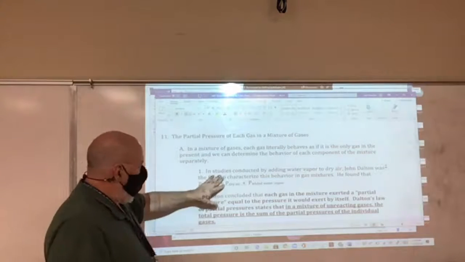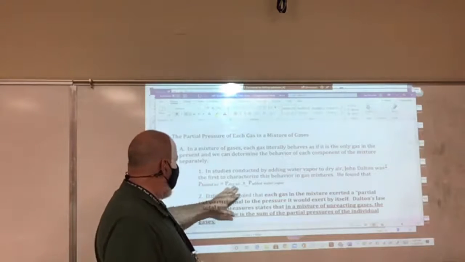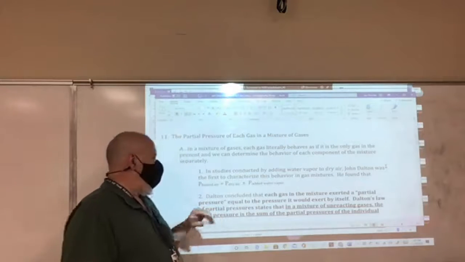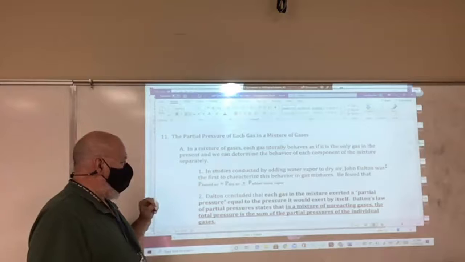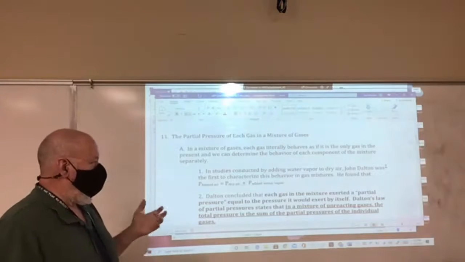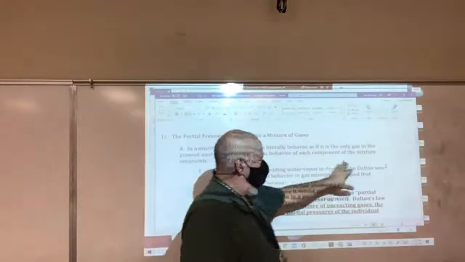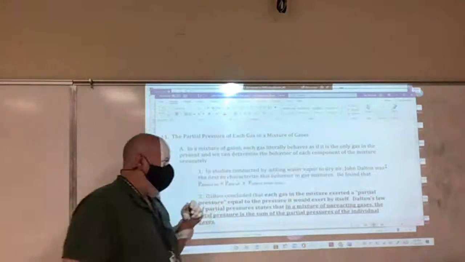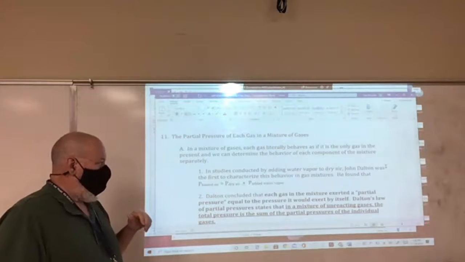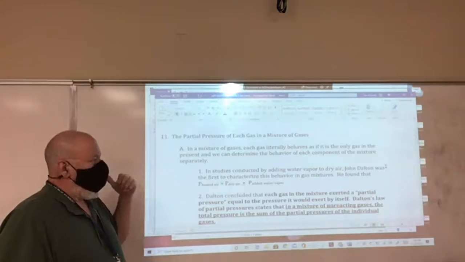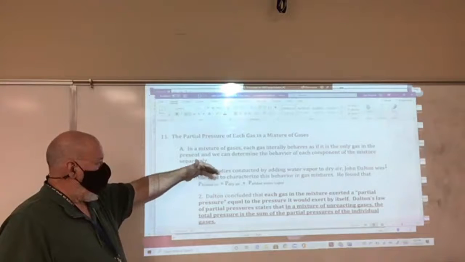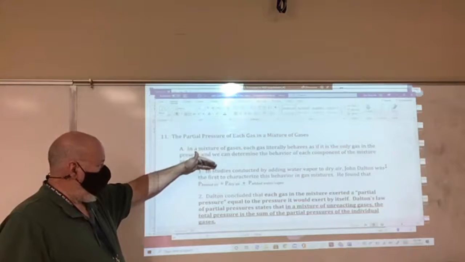And we just talked about this in studies conducted by adding water vapor to dry air. John Dalton was the first person to characterize this behavior in gas mixtures, and that was back in the early 1800s. Anytime you hear the name John Dalton, you think atomic theory. He was the guy that developed the atomic theory, and that was around 1800. So that's a little over 200 years ago in this case.